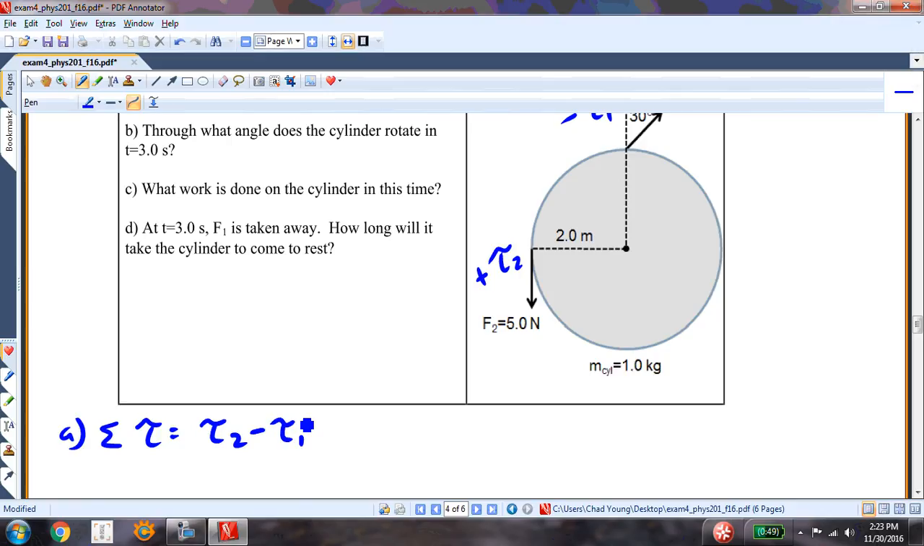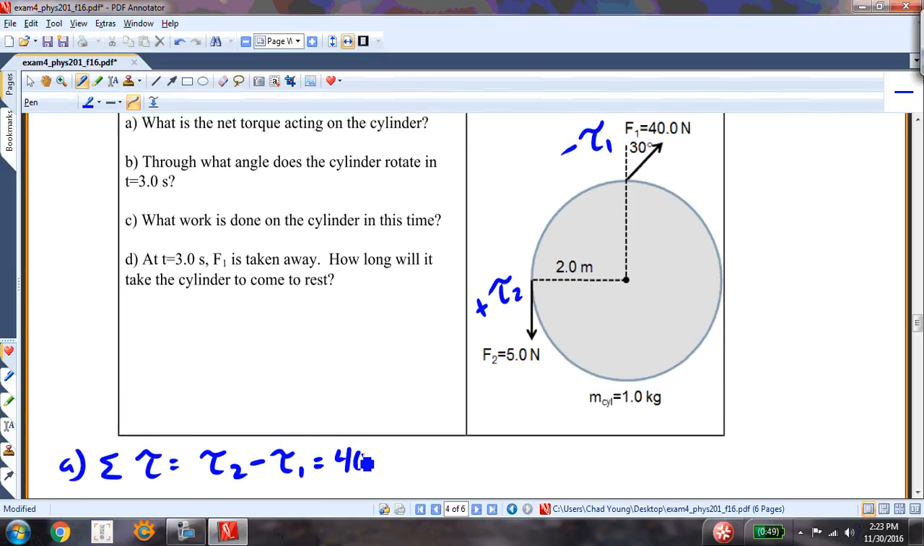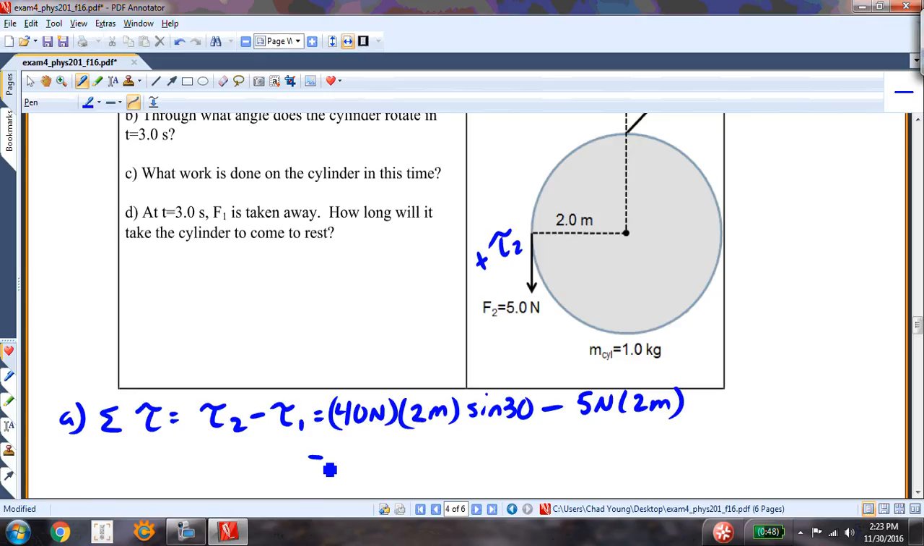Torque 2 is going to be 40 newtons times 2 meters, that's the radius of my cylinder, times the sine of 30, minus torque 1, which is going to be 5 newtons times 2 meters. Right, that gives me 40 minus 10, that gives me 30 Newton meters, and actually I have a mistake here, so let me go back and fix it. You've probably already seen it. Torque 2 is right here. That should be positive, and this should be negative. So this is actually torque 1, and this is torque 2. All right, so I actually have negative 30 Newton meters. Sorry for that mistake. But that's the first answer for part A.